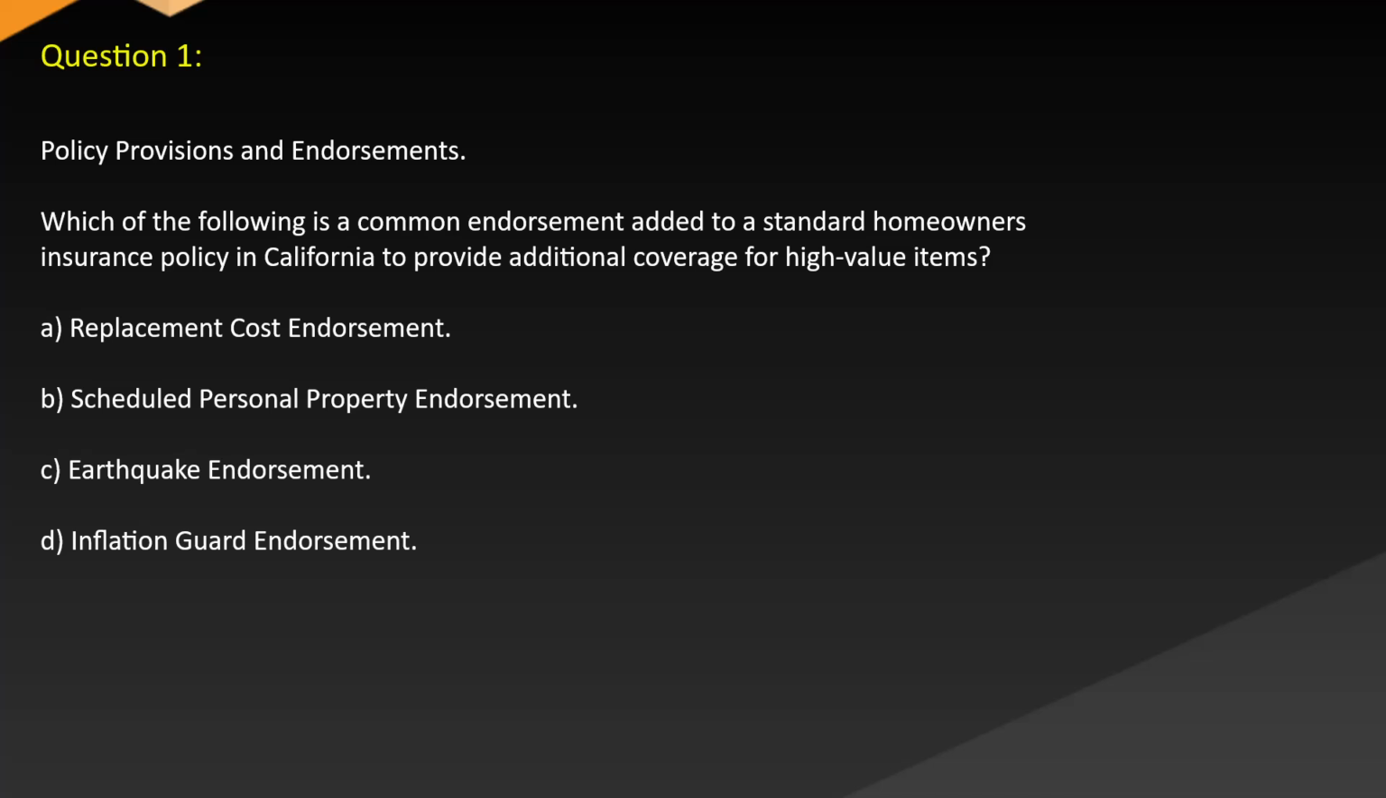Question 1. Policy provisions and endorsements. Which of the following is a common endorsement added to a standard homeowners insurance policy in California to provide additional coverage for high-value items? A. Replacement cost endorsement. B. Scheduled personal property endorsement. C. Earthquake endorsement. D. Inflation guard endorsement.